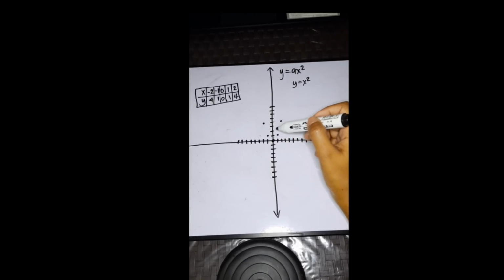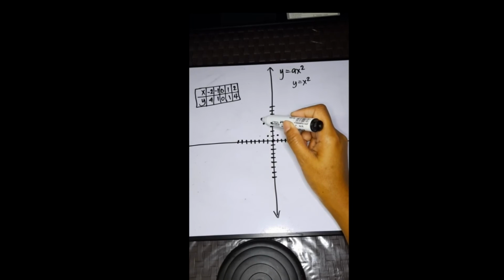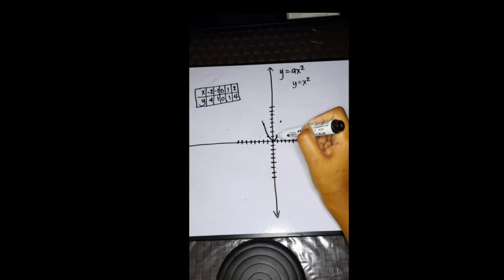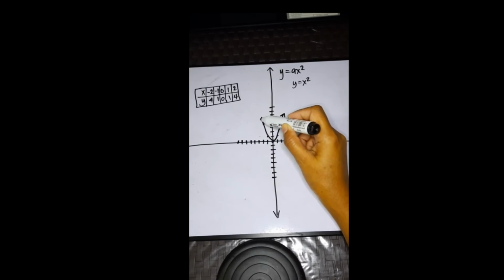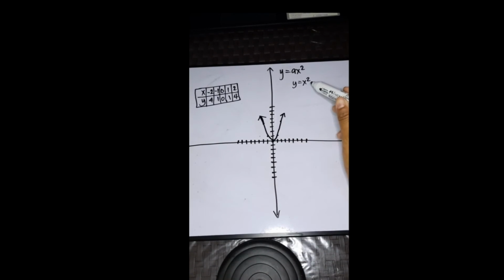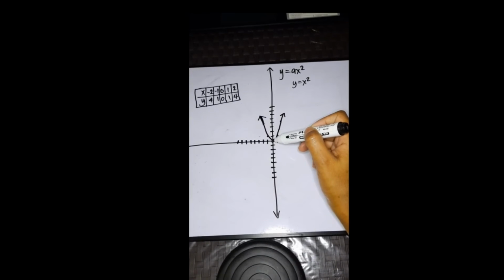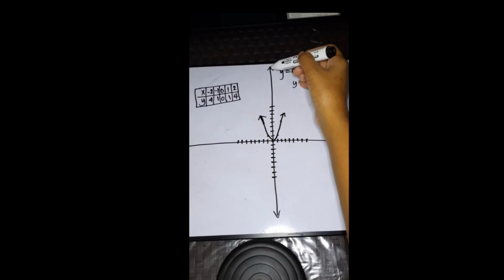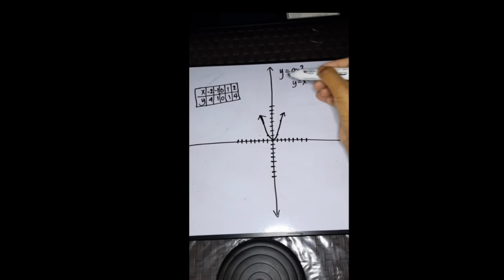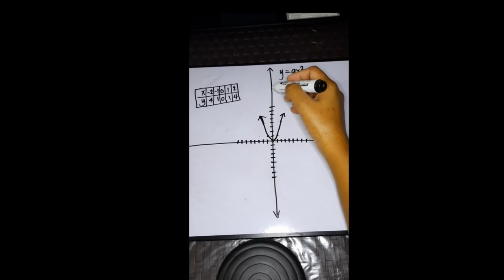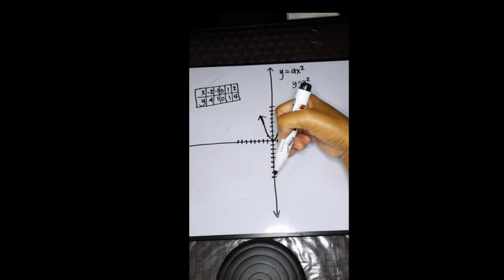So we are going to join these points by using a smooth curve. Therefore, we have now our parabola. So ito na yung graph ng ating y is equal to x squared. As you can see, the vertex is at 0, 0. The axis of symmetry is x is equal to 0. So our axis of symmetry is along the y-axis.